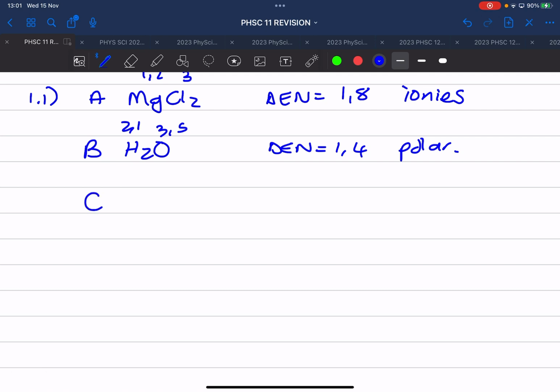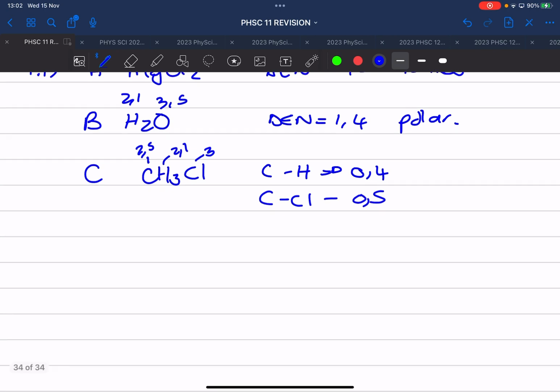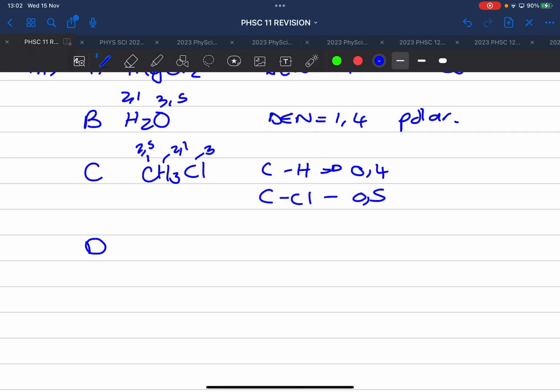Okay. You have CH3Cl, so that is chloromethane. So you have carbon that is 2.5. Hydrogen is 2.1. Chlorine is 3. Okay, so between carbon and hydrogen, it is 0.4, covalent. Between carbon and chlorine, it is 0.5, covalent. Okay, so our answer we want to say is D.